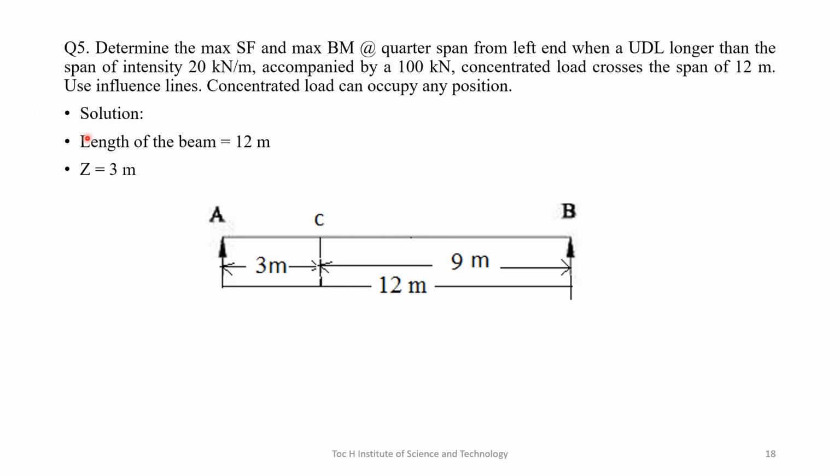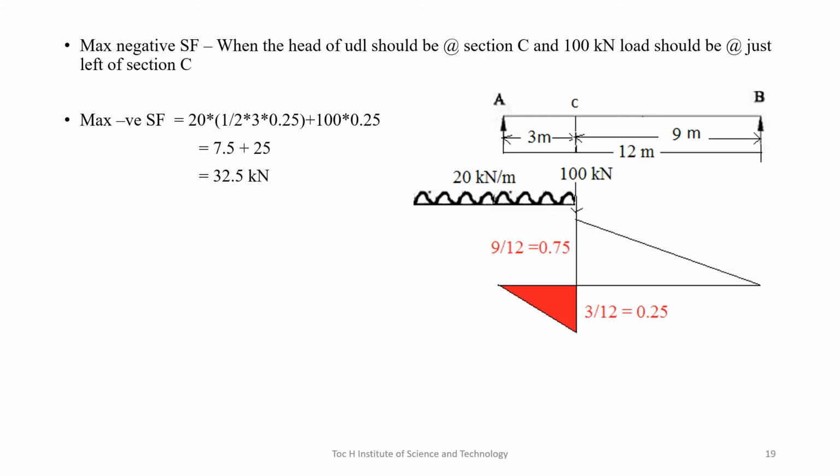So coming to the solution, here the length of the beam is 12 meters. Now we have to find the maximum shear force and maximum bending moment at quarter span. The total span is 12 meters, so the quarter span is 12 by 4, that is 3 meters. So Z is equal to 3 meters here. Now we have to find the maximum negative and positive shear force.